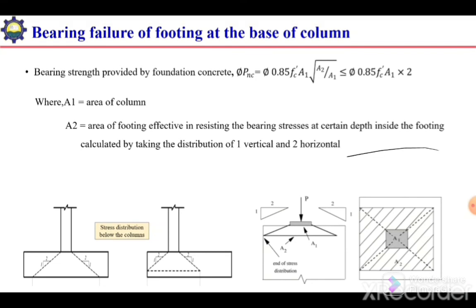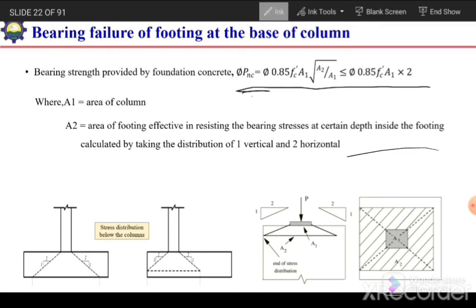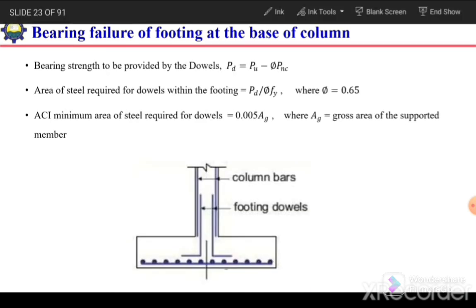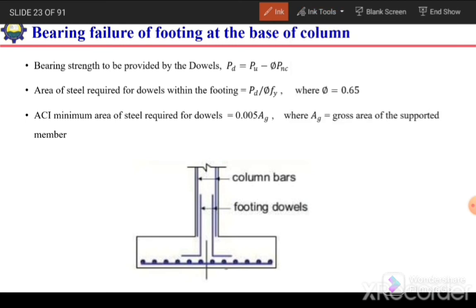Okay, once we have A1 and A2, we can easily calculate the load resisted by the concrete in case of footing, or the bearing strength provided by the footing concrete. So the bearing strength to be provided by the dowel is equal to PD. It is again the applied load on the column minus the strength provided by the footing concrete. And the area of steel required for the dowel is the load resisted by the dowel divided by Fy.